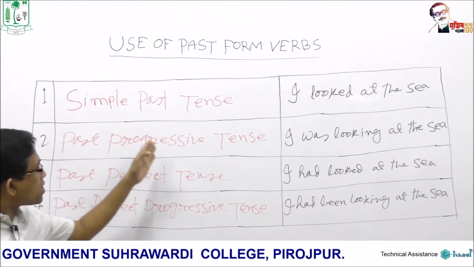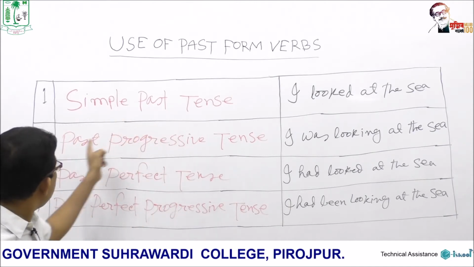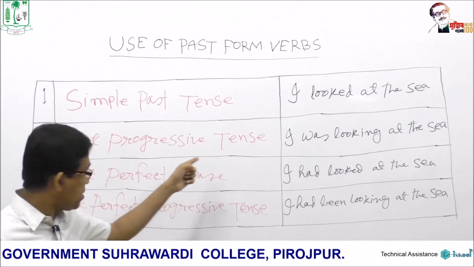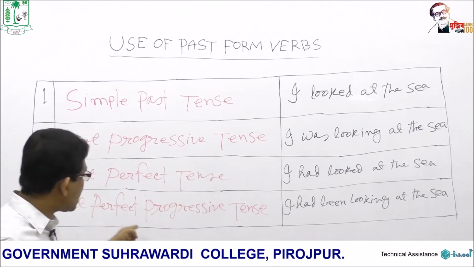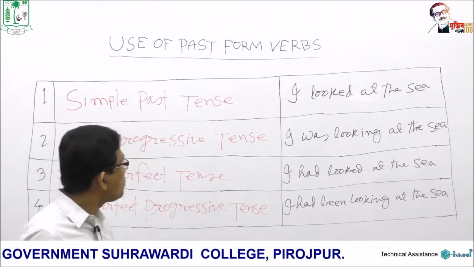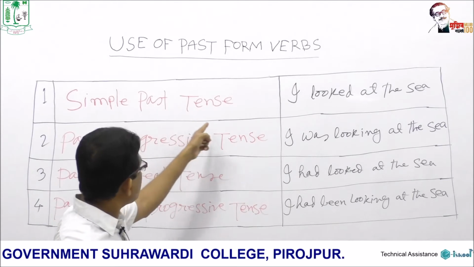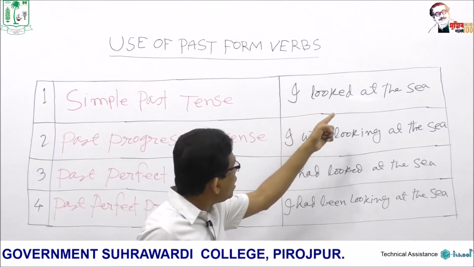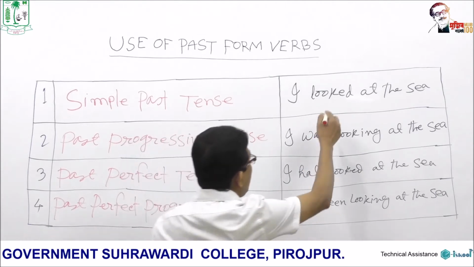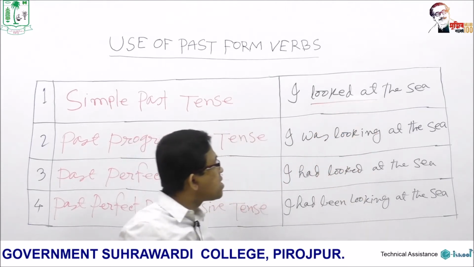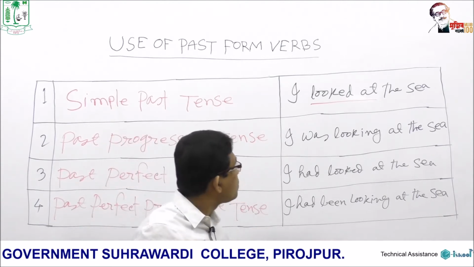That is, past tense is of four types. Number one, simple past tense. Number two, past progressive tense. Number three, past perfect tense, and number four, past perfect progressive tense. I have given four examples separately here. If you notice, simple past tense, the example is I looked at the sea. Looked at, and this indicates something simply that happened in the past.